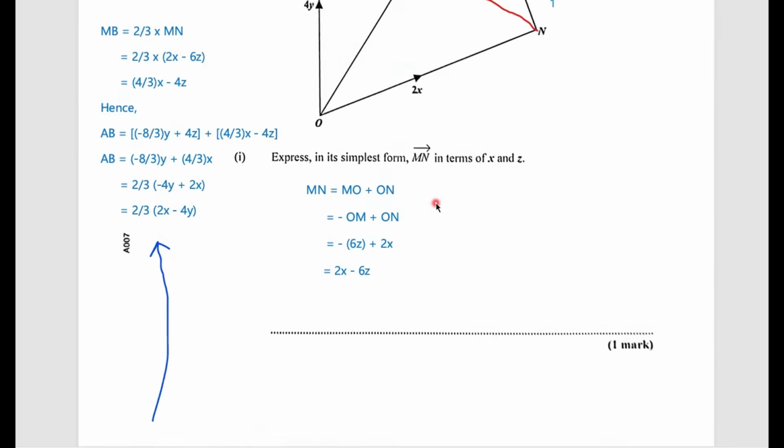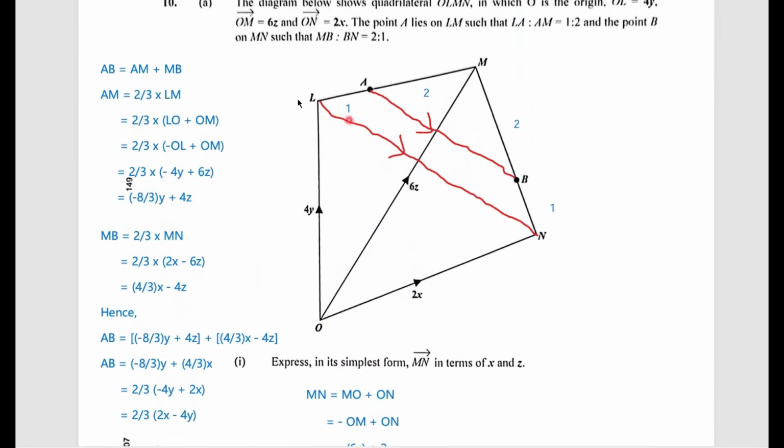So I did a whole explanation for this here, where to find AB. What is AB from what I did? I said AB is AM plus MB. But then you had to work out AM, and then you had to work out MB. What is AM? AM will be 2 out of 3 parts, because 2 out of 1 is 3. 2 out of 3 parts, or 2/3 of LM. I'll go over that.